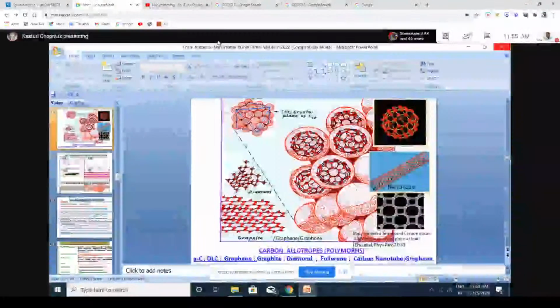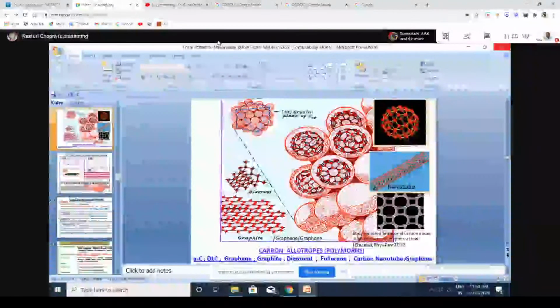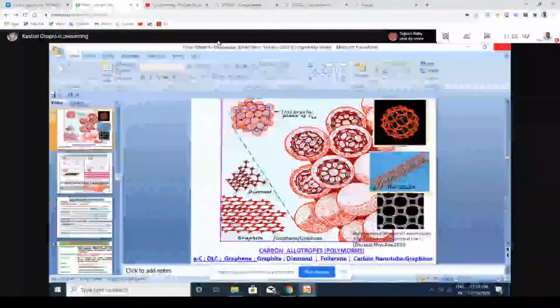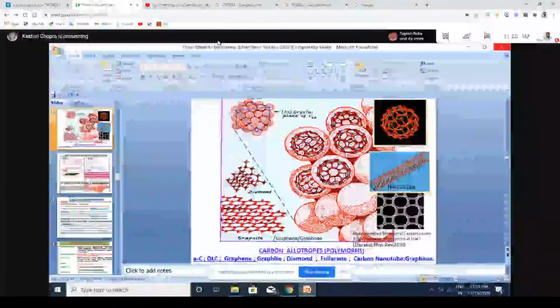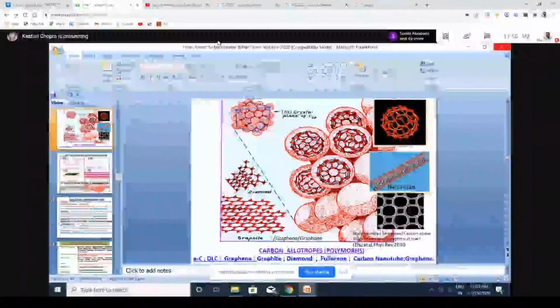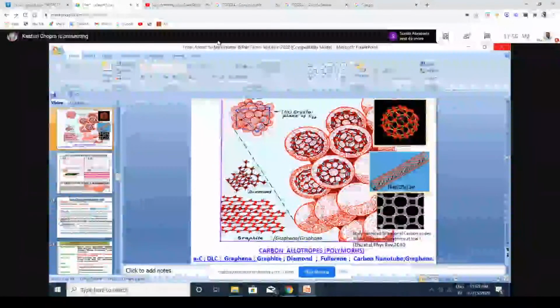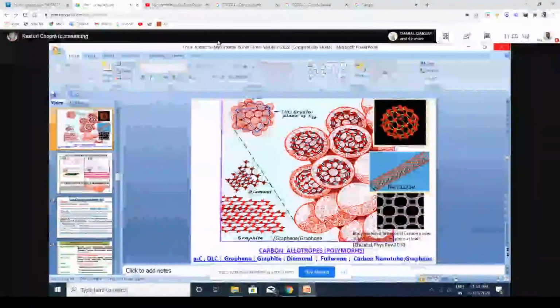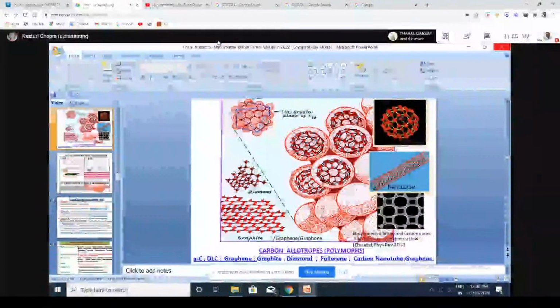So carbon, of course, is the most beautiful material. It has a lot of polymorphs, and that depends on what you do, how you do it. Then amorphous carbon, diamond-like carbon, graphene, graphite, diamond, fullerene, carbon nanotubes, and so on. So these are the allotropes of carbon. And of course, it's very powerful.